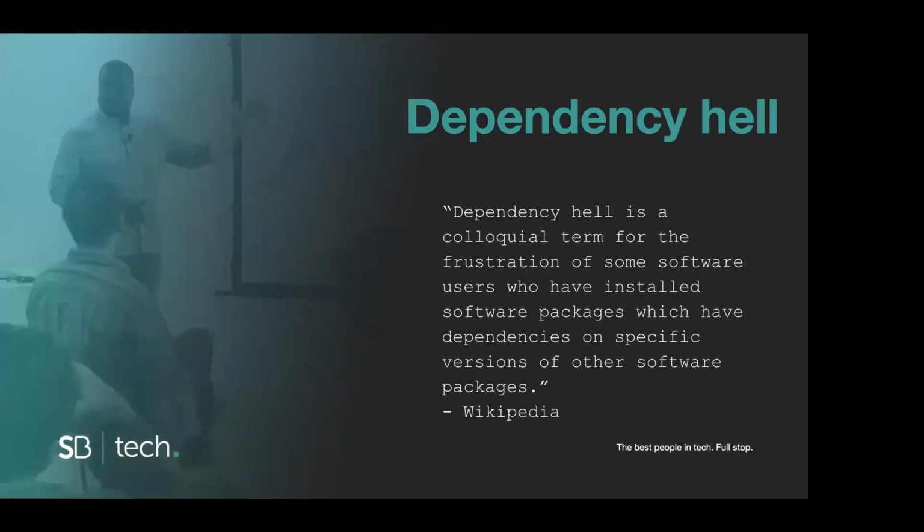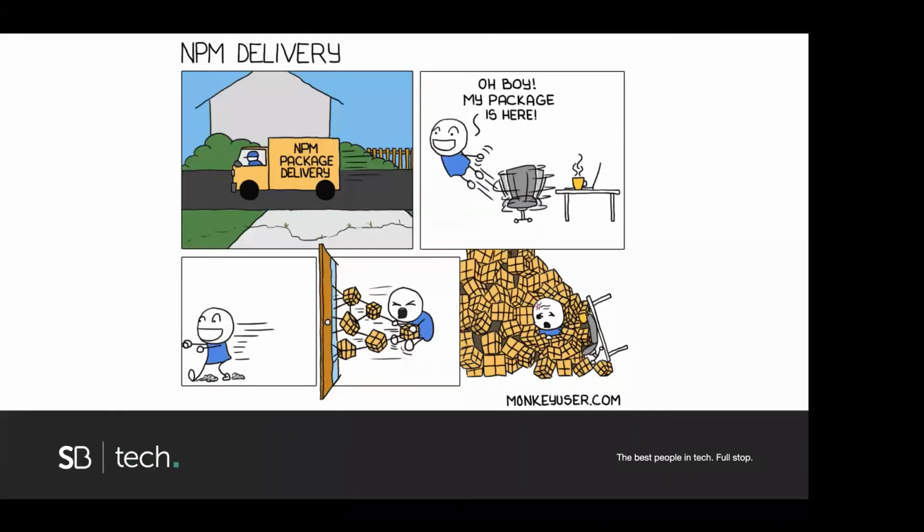This is what is known as dependency hell. It's this informal expression used to express developer frustration when installed software packages have dependencies on specific versions of other software packages. In Gatsby's case, those 141 dependencies will have their own set of dependencies, so you might go down a rabbit hole, never to be seen again. Here is an example of an NPM package delivery that ends up being a little more than you would expect.